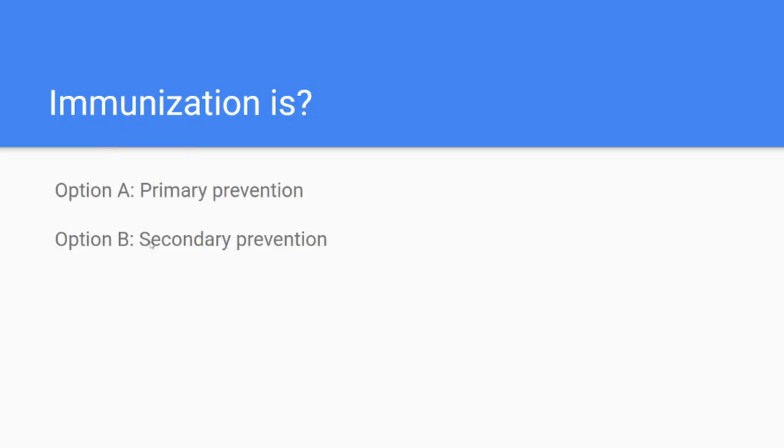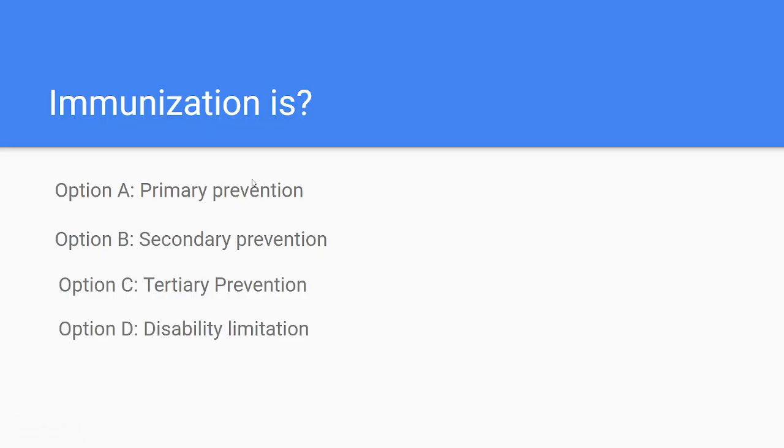Next question in this session, it will be the last question. Immunization is option A, primary prevention; option B, secondary prevention; option C, tertiary prevention; option D, disability limitation. This immunization, where does it come under? The correct answer is primary prevention. First of all, what do we mean by prevention?